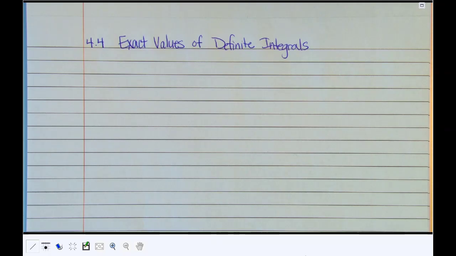Yesterday with the area, that is a way to get the exact value, which works fine if you have a graph. But what if you don't have a graph? What if you have a function? Like our warm-up from yesterday where I said, here's a function, estimate L sub 4. Well, we don't do that in real life because there's a way to do it exactly. So that's what we're going to talk about today. How do you get the exact value of a definite integral?